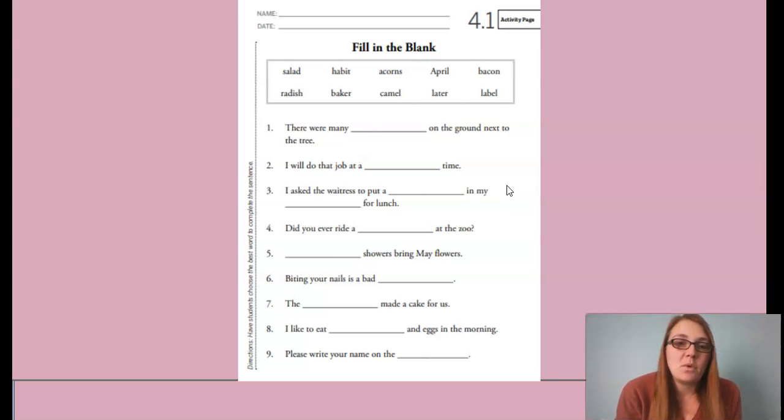So, for example, number 1: there were many blank on the ground next to the tree. So, looking at the picture or at the word bank, what word would fit in there? There were many salad, habit, acorns, April, bacon, radish, baker, camel, later, and label. The only one that makes sense would be acorn. So you would cross off the word acorns and write it in here. There were many acorns on the ground next to the tree. All the words are right here, so it's easy to copy them.